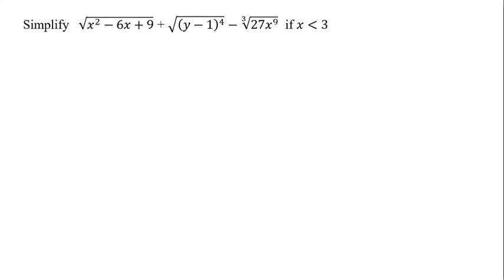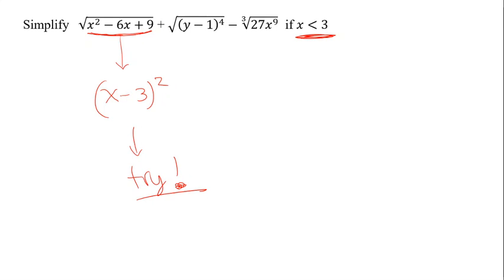Okay, the other question is this one here. Simplify this expression, and there's a condition that x is less than 3. Now the first thing is, is this a square? If you want to simplify, we have to have a square, and if you try to factor it, you will see it's x minus 3 squared. You can try this one. Okay, you try to find it, but I know it's the square of x minus 3.